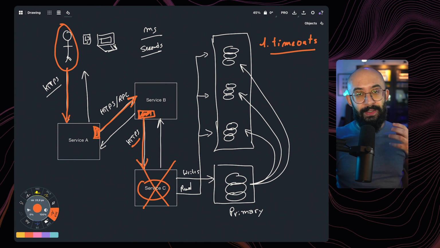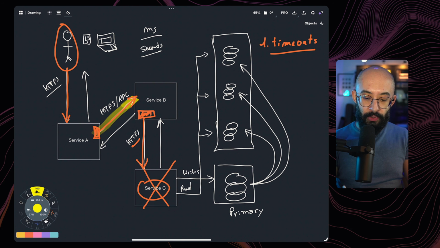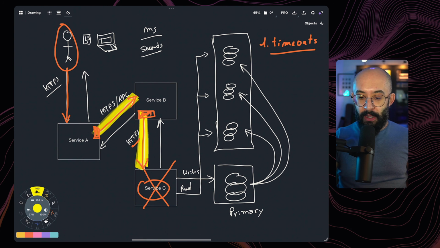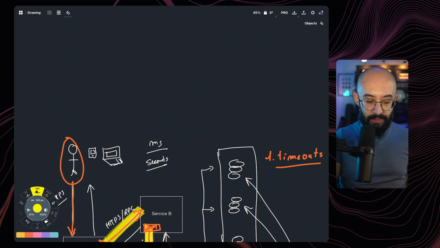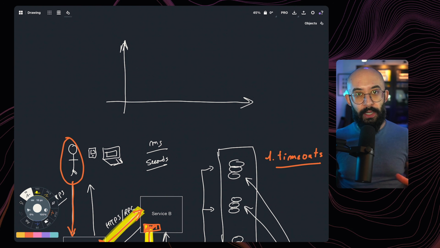The way you would do this if you're building things at scale is you would try to measure the latency, or the time it takes for service A to make a call to service B and the time it takes for service B to make a call to service C. And when you measure this time across different periods of the day, then you're going to be able to plot something like this. Let's assume we don't have timeouts and we want to configure a reasonable timeout value.